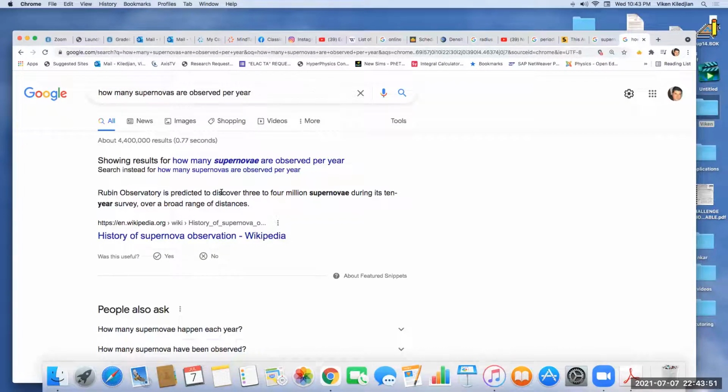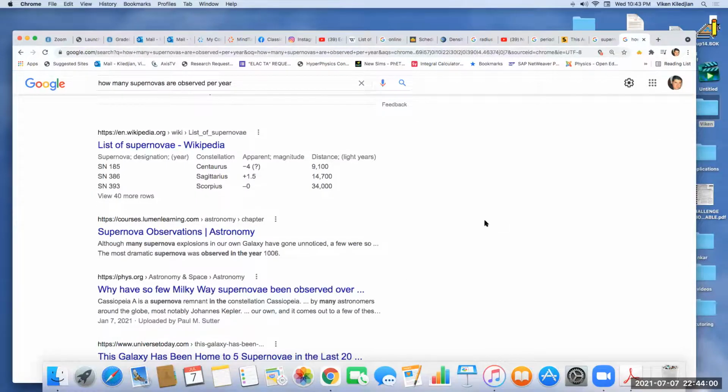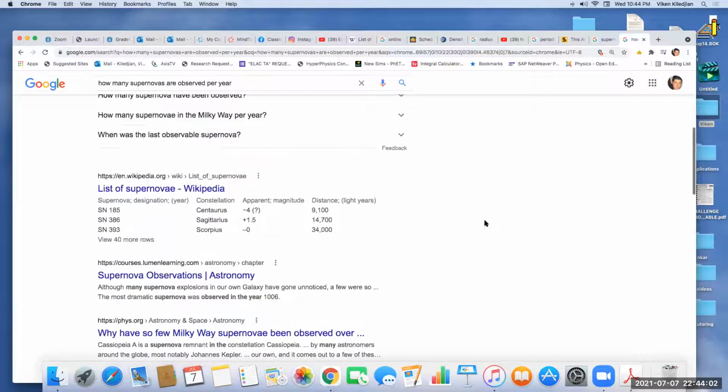Rubin Observatory is predicted to discover 3 to 4 million supernovae during its 10-year survey. That's a lot. Hold on. List of supernovae.